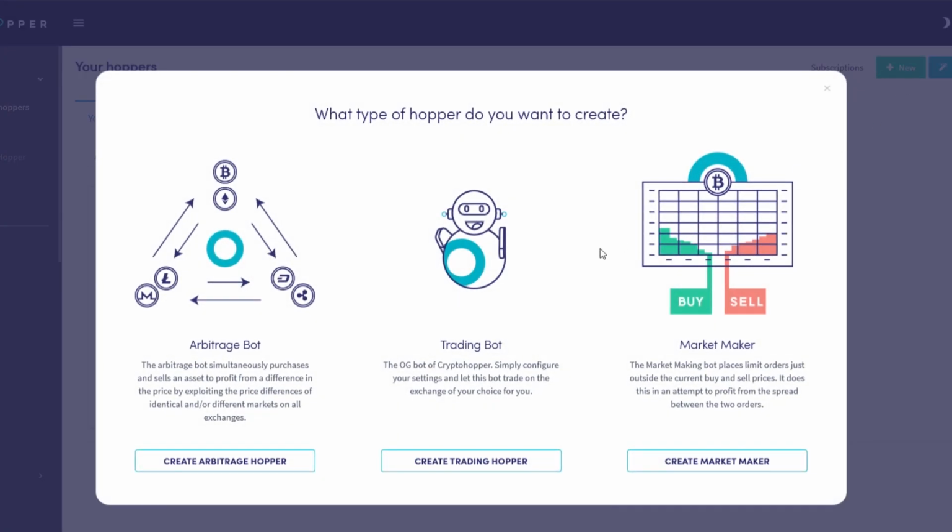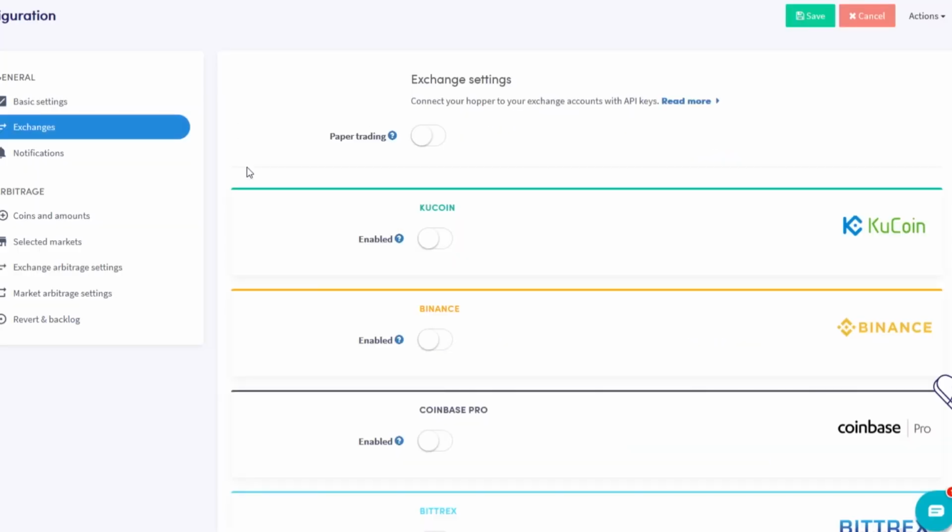Create a new hopper. Select Arbitrage. Select and connect your exchange. We're going to exercise, so we're going to simulate our trading. Select Paper Trading if you want to exercise, otherwise fill in your API keys.